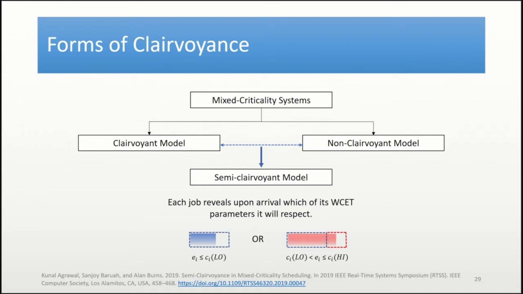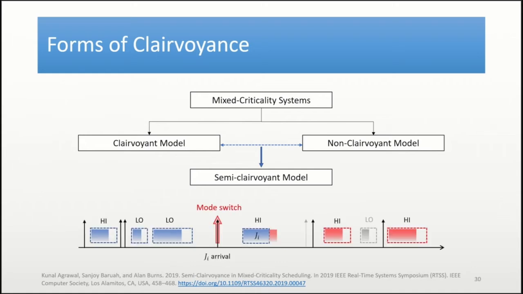Note that the precise value of the actual execution time is not revealed. So, if the execution requirement of any high criticality job in the system exceeds its low criticality bound, a mode switch occurs at runtime, at the time instant of its arrival.